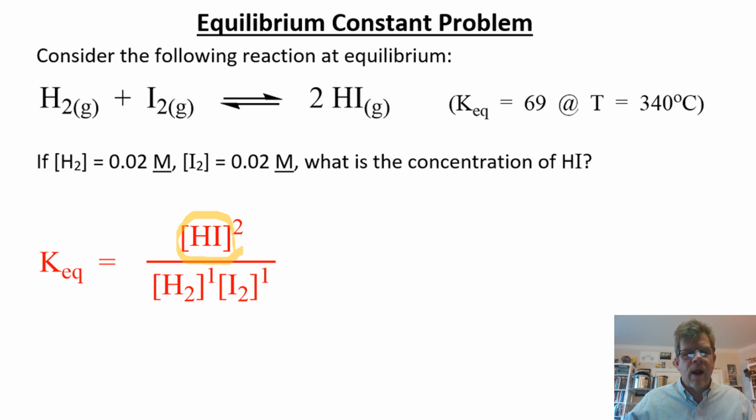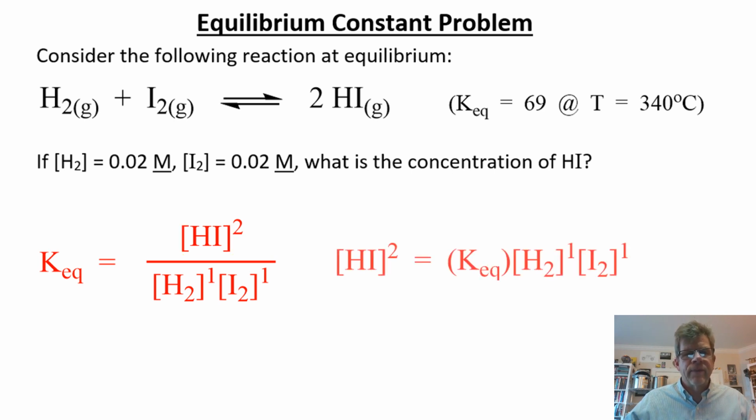So how are we ultimately going to do that? Well, we set it up, algebraically maneuvering this, such that we have HI squared. Why is that squared? Because that 2 comes from the fact that we had the numeral 2 in front of it. And our exponent 1s, which we see down on the bottom on the H2 and I2, are because that numeral was an implied 1. So that's why we have that HI squared.